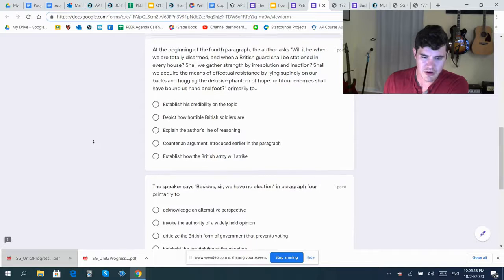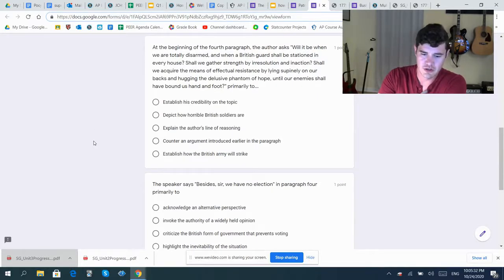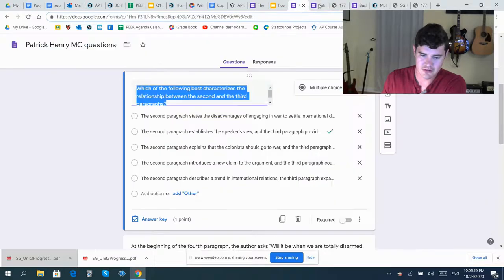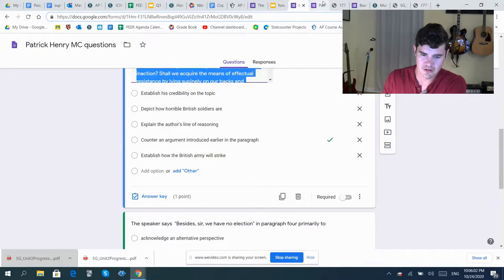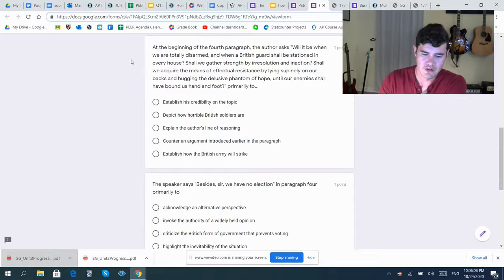Okay, so at the beginning of the fourth paragraph, the author asks, will it be when we are totally disarmed, when the British Guards shall be stationed in every house? Shall we gather strength by irresolution and inaction? Shall we acquire the means of effectual resistance by lying supinely on our backs and hugging the delusive phantom of hope until our enemies shall have bound us hand and foot? He is doing this primarily to counter an argument introduced earlier in the paragraph. So the argument is we should fight another time.